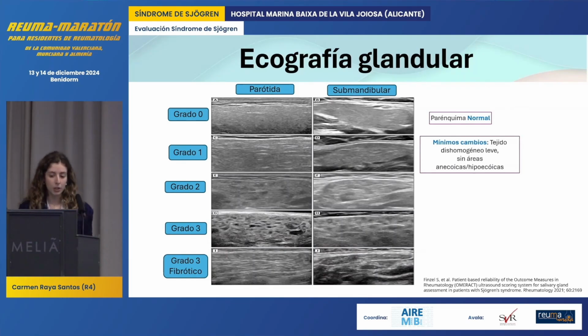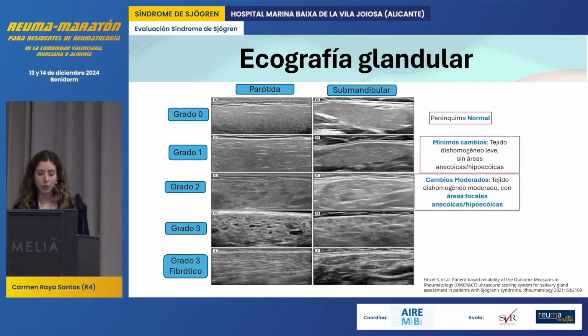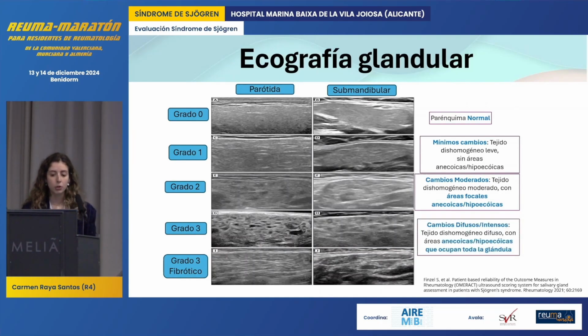At this stage, there are still no anechoic or hypoechoic areas. And then in grade 2, moderate changes appear, and there are indeed affected areas. And grade 3 would be diffuse or severe changes, where almost the entire gland is affected by these anechoic and hypoechoic areas.